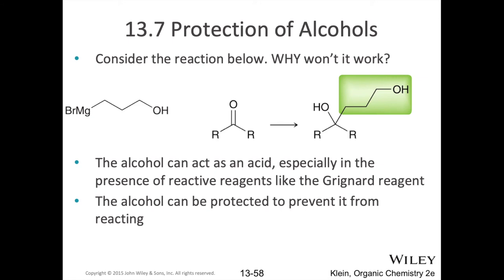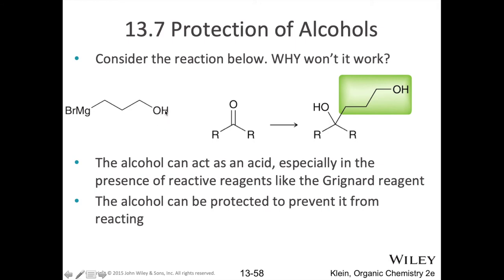Okay. Now, have a look at this example here. So, why don't we, if we use this Grignard reagent over here with an alcohol group on it, why can't we use that to create this diol? Okay. Well, the problem is that your alcohol group that's in your Grignard reagent is also acidic.